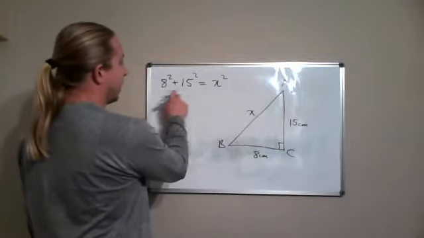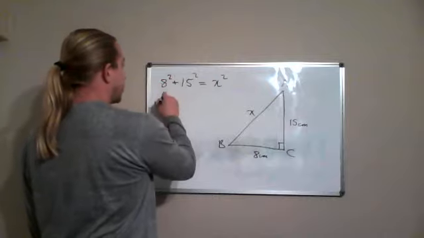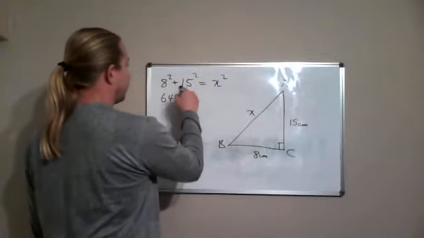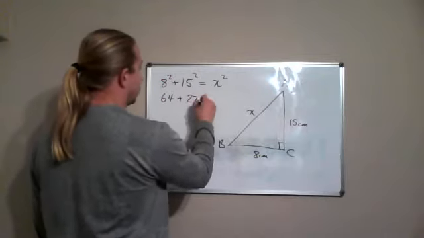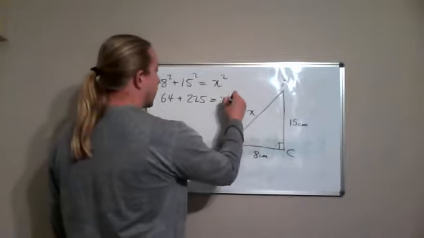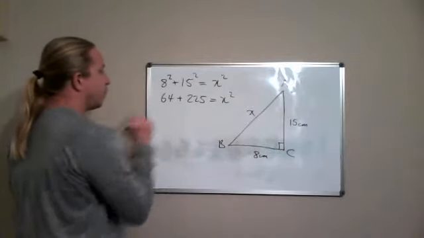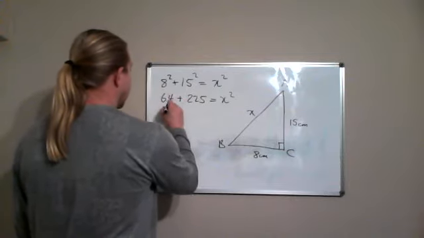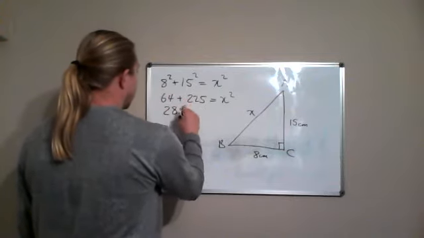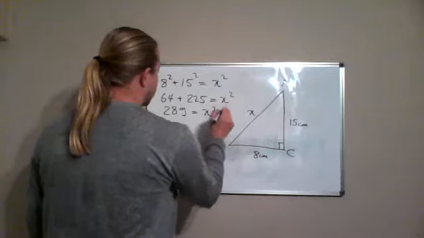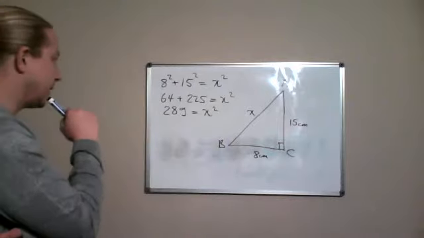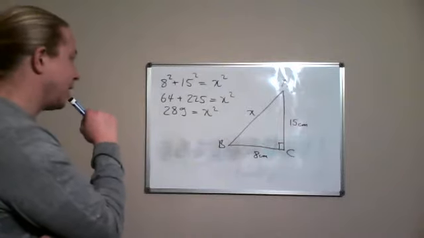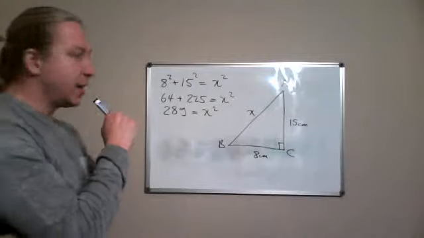That's what we already have, so we can simplify this. 8 squared is going to be 64, plus 15 squared is 225, which equals x squared. 64 plus 225 is going to be 289. So 289 equals x squared. 289 is, I believe, a 17 squared.